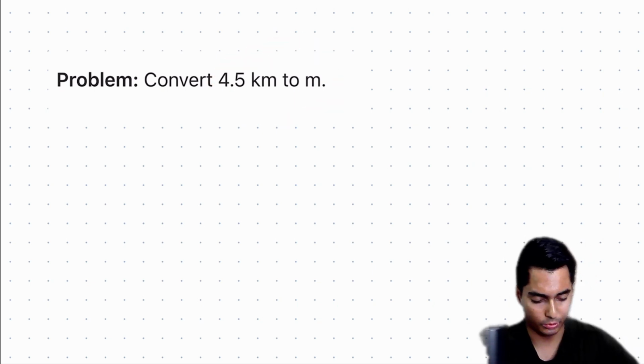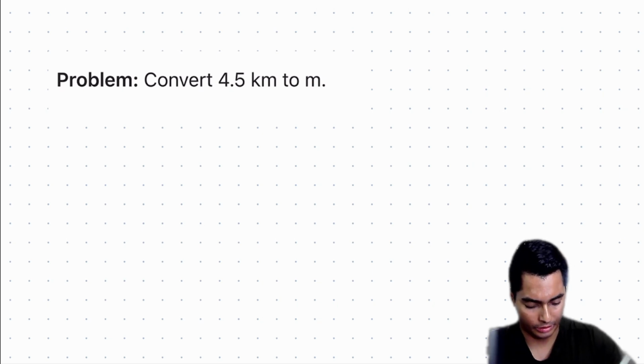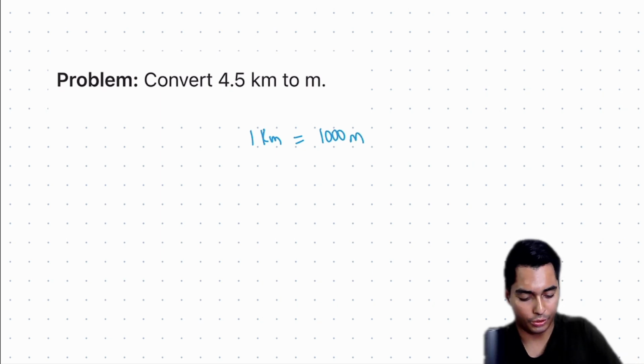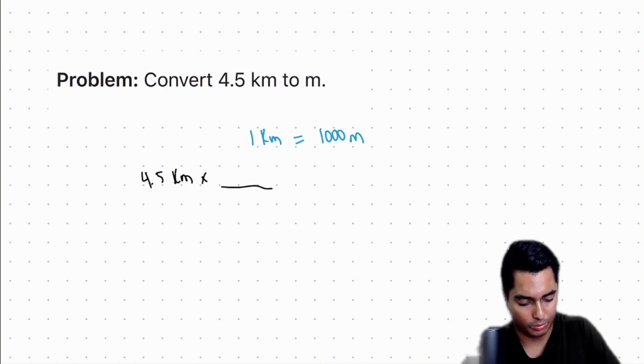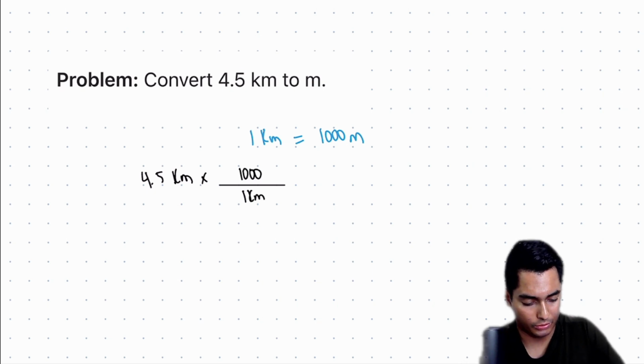Okay, and then our next problem here is to convert 4.5 kilometers to meters. So again, this is really similar to our last one here. We just recall that 1 kilometer is 1,000 meters. So I'm going to start with our 4.5 kilometers, multiply out 1 kilometer is 1,000 meters. Make sure these units cancel out. Our final answer is 4,500 meters.